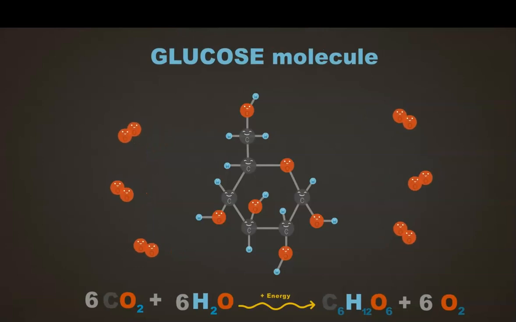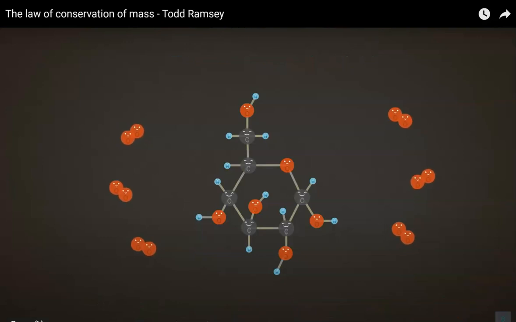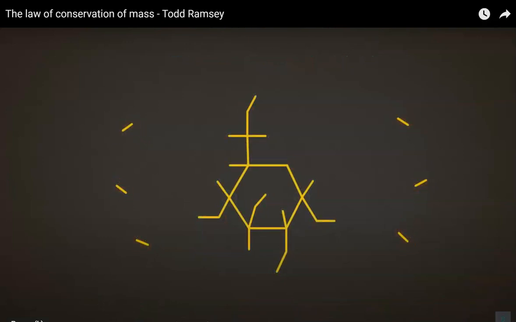Our atoms are all accounted for, 6 carbon. So you're probably wondering, where did that energy go? And that energy from the sun gets stored in the bonds of those molecules. 12 hydrogen and 18 oxygen. The energy we applied is now stored in the bonds between atoms. So that's an example of the law of conservation of energy.